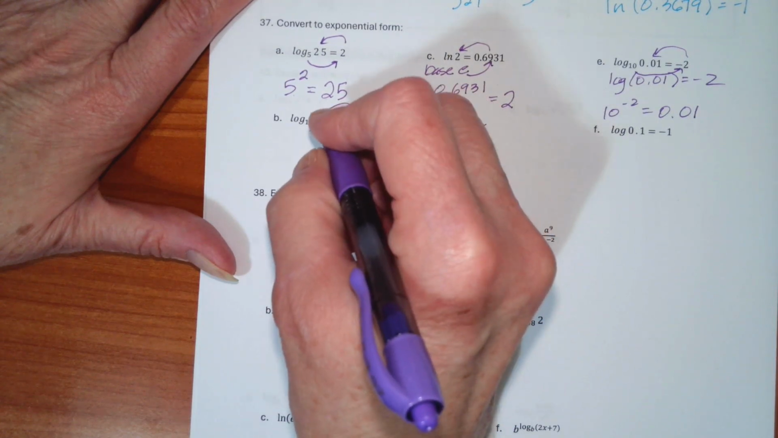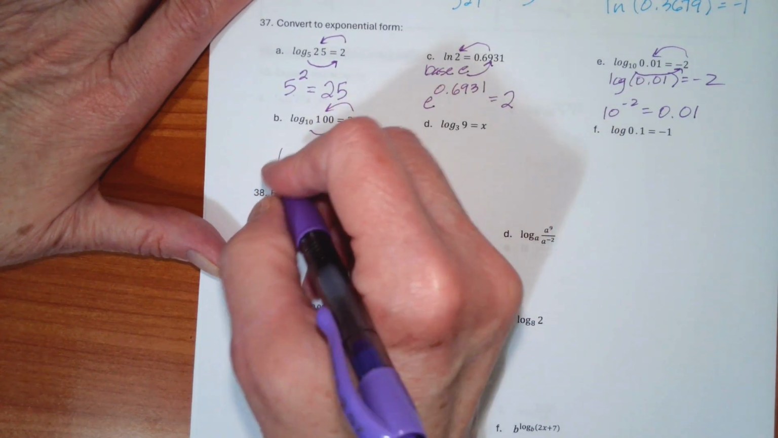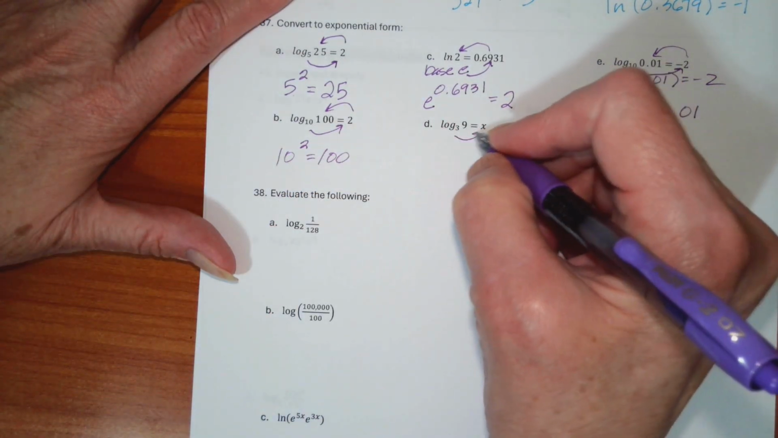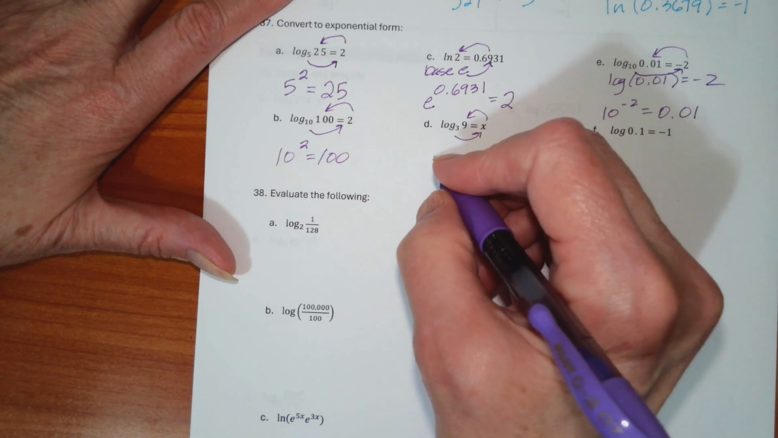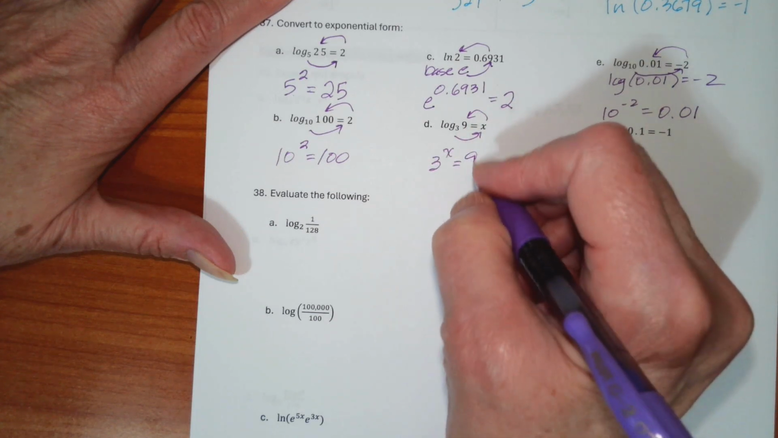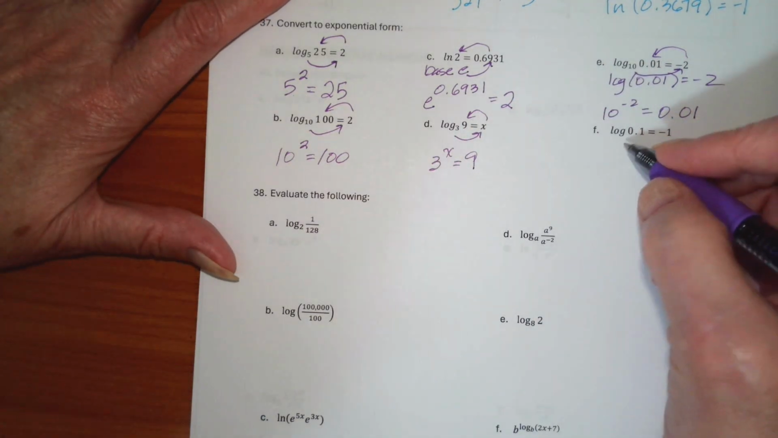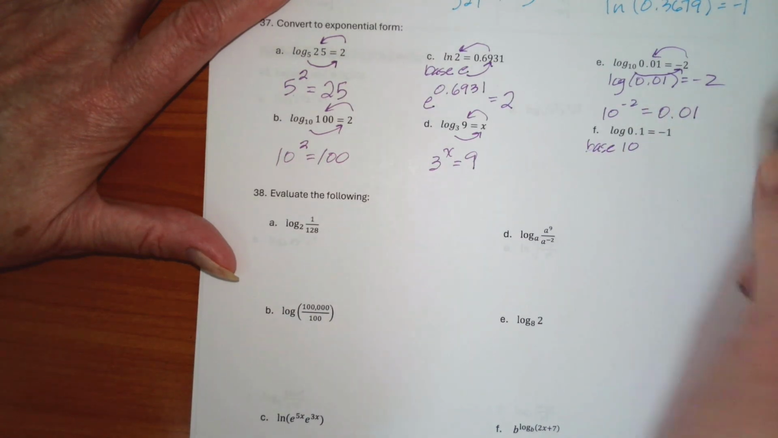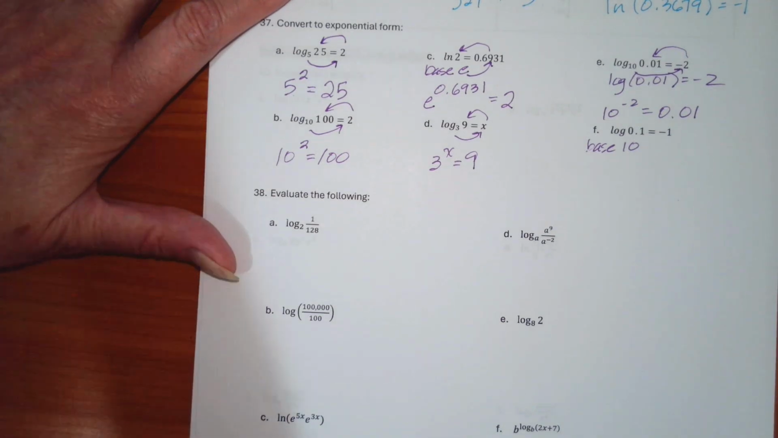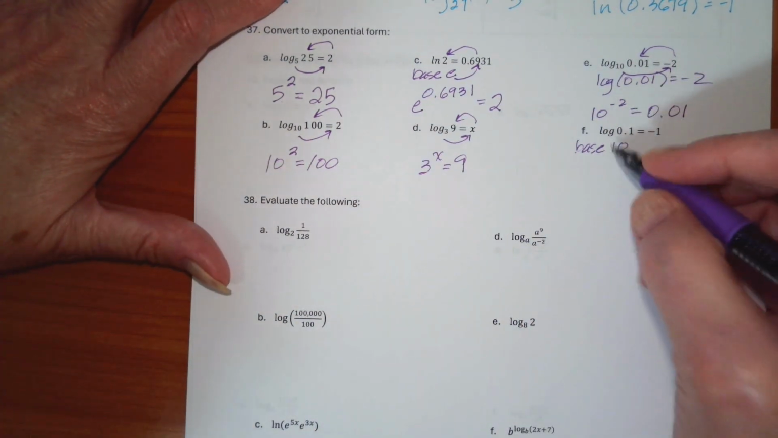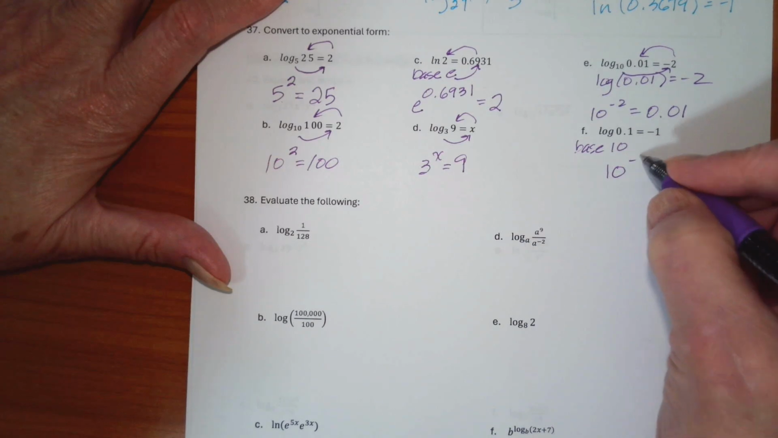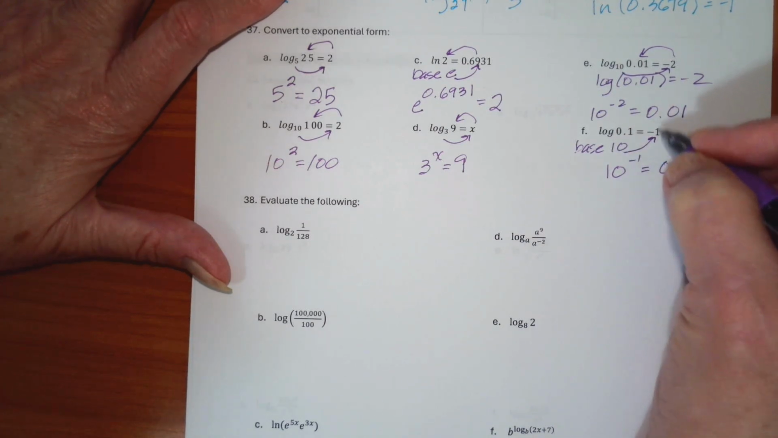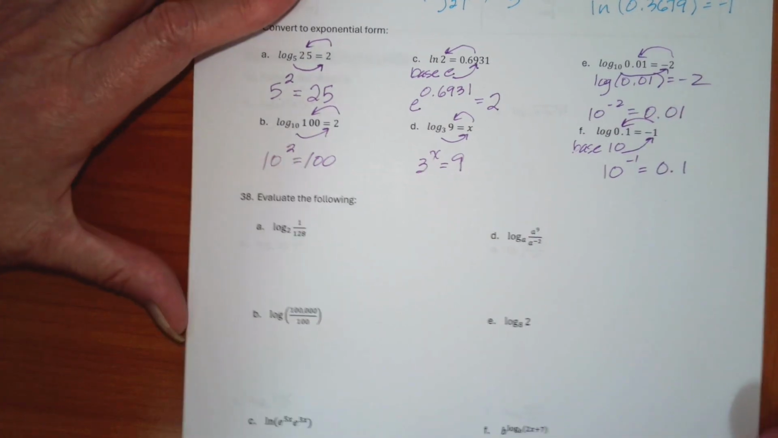Okay. This tells us that 10 to the second is equal to 100. This tells us that 3 to the x is equal to 9. Since there's no base, that tells us the base is 10. So that gives us 10 to the negative 1 is 0.1.